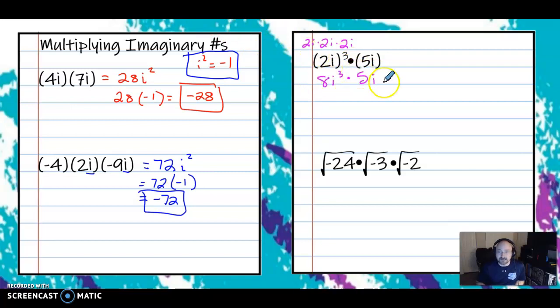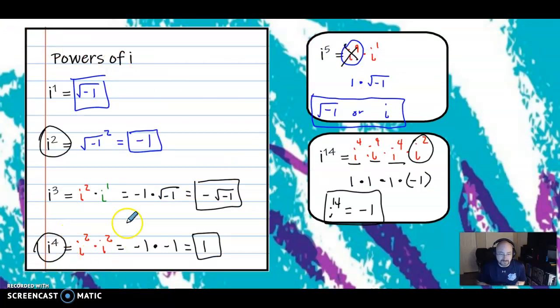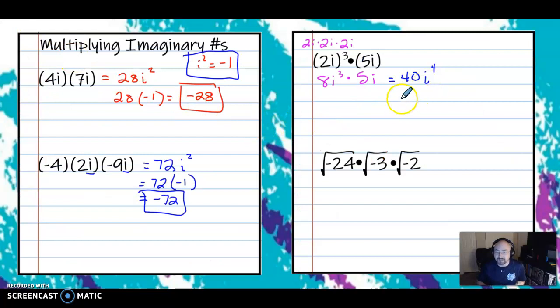Multiplying through this, 8 times 5 makes 40. i to the third times i to the first, we just make that 4 i's multiplying together now, so that's i to the fourth. And then you'll recall from our last slide that i to the fourth is just 1, which makes our life very easy. So this is equal to 40 times 1, or just 40.